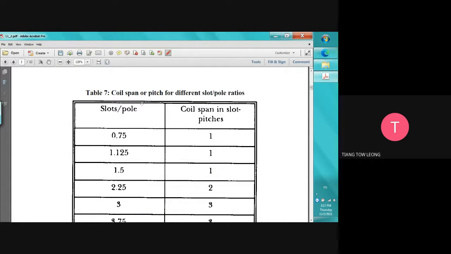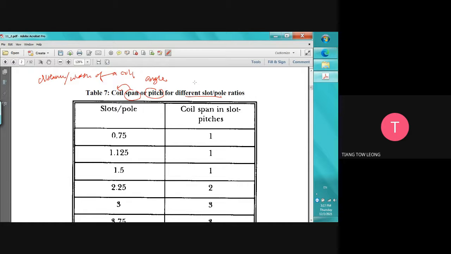So coil span or pitch, the difference: pitch is an angle. Coil span is the distance of a coil, the distance or width of a coil.